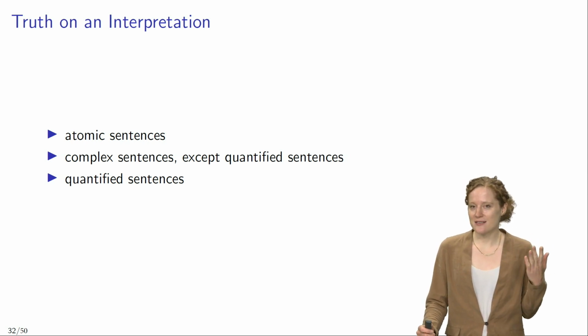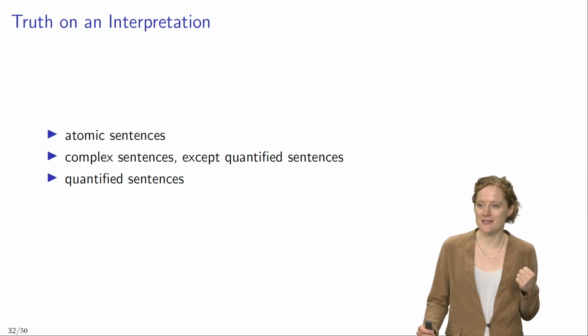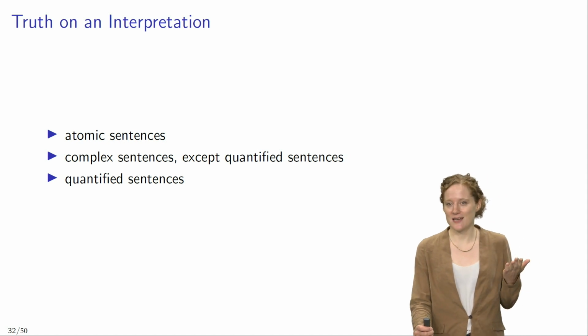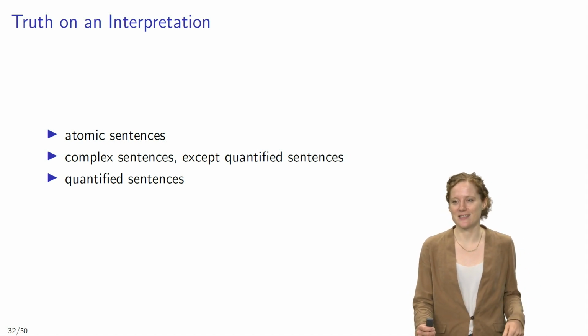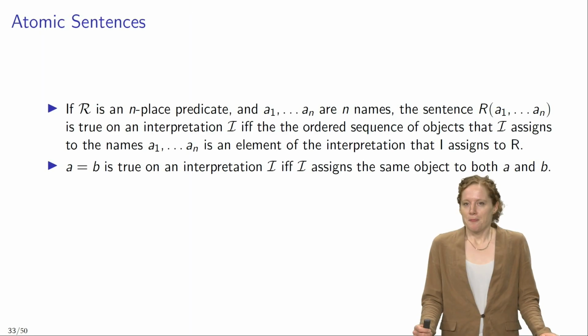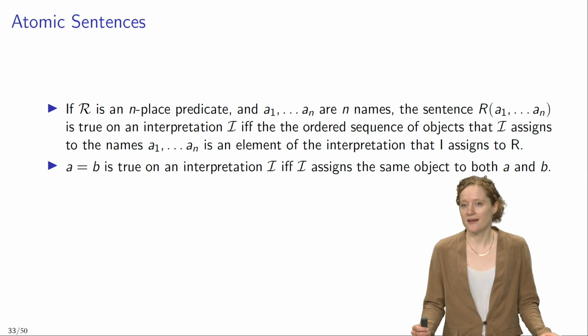Now, the good news is that the first 2 steps here, atomic sentences and complex sentences, are pretty straightforward. The bad news is that the third step, when we discuss quantified sentences, is pretty complex. So let's see how that goes. So what does it take for an atomic sentence to be true on a given interpretation?